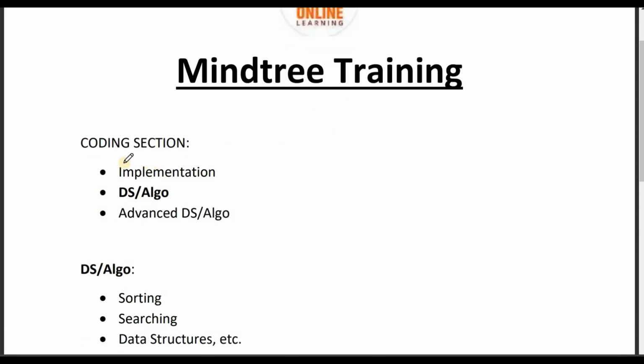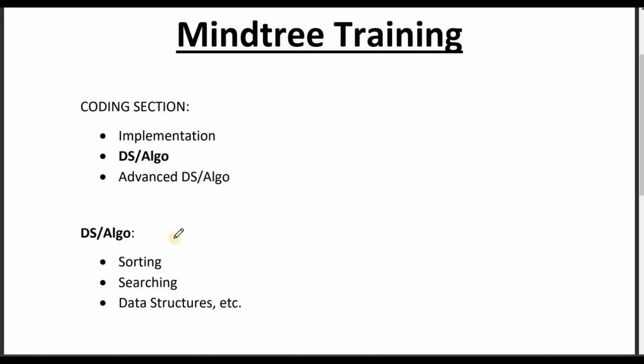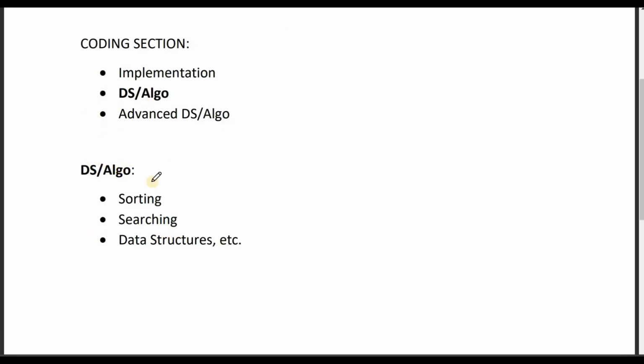As we are in the Mindtree coding section, we have three sections, that is implementation, DS Algo and advanced DS Algo. Today I am going to discuss brief info about DS Algo and what kind of questions you will get, and also the solving of one coding question. Coming to the DS Algo section, a candidate must have a basic idea about all the sorting methods, the searching methods, and the basic info about the data structures.